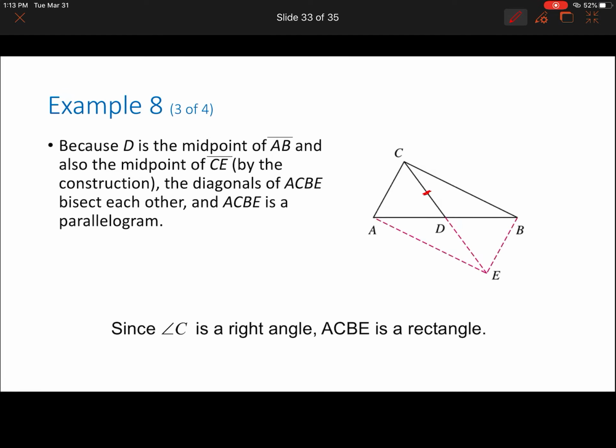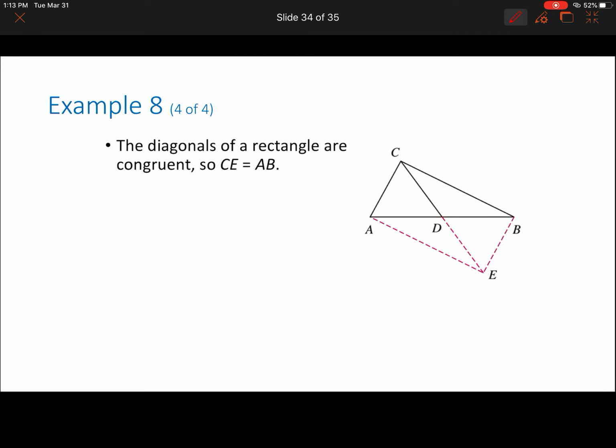right? And based on the fact that it is a rectangle, that means CE and AB, so again, both those diagonals, are congruent. And so half of one of them would be equal to half of the other. So let me say, this part is going to be half of this length. Okay. And that's what we see here.